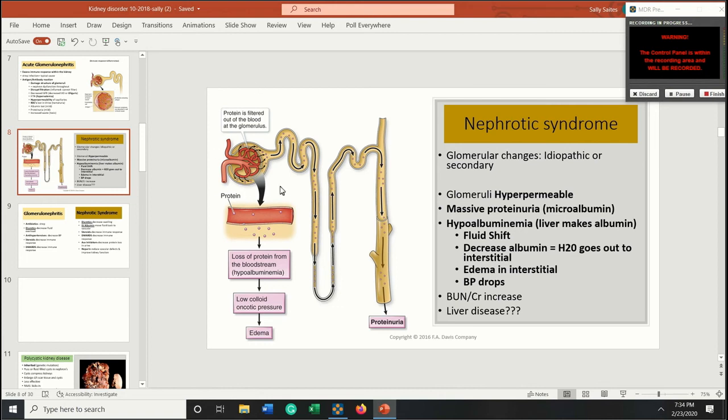So remember, because we have all of this albumin here, the urine that we are urinating out has massive proteinuria. Okay, so we have tons of albumin leaving our body, both through what is left of the kidney and also into the interstitial spaces.